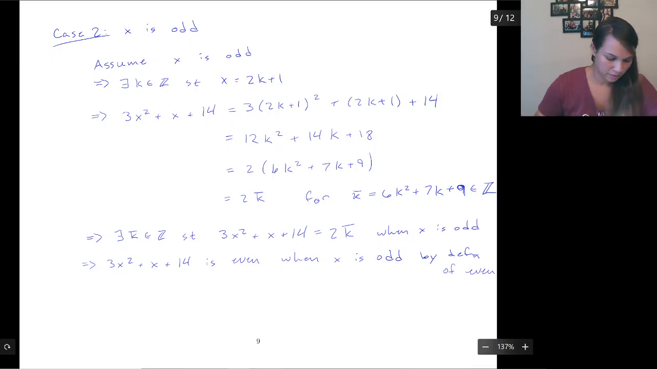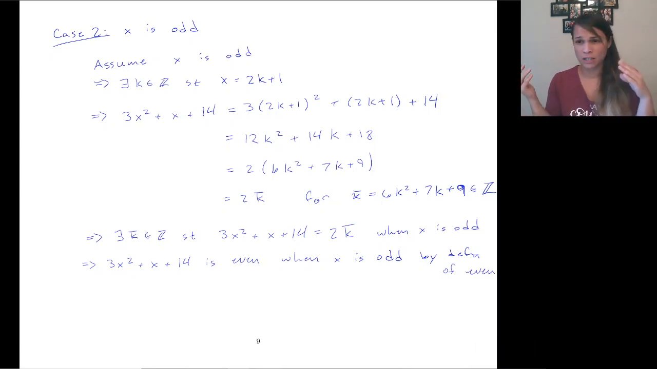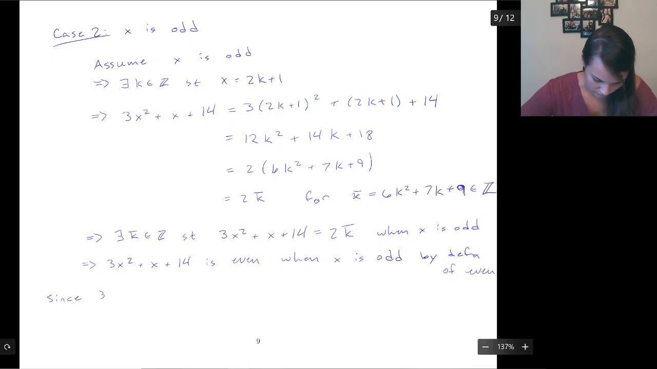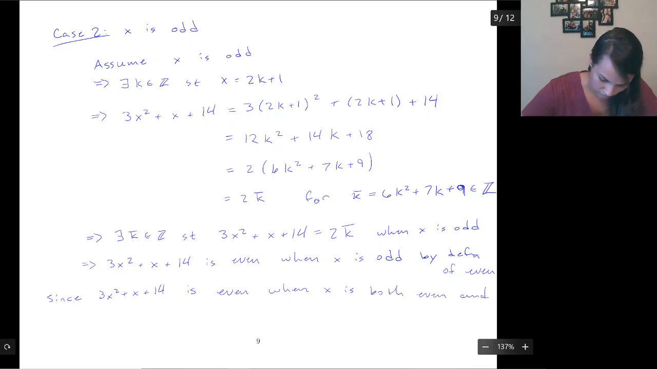And then we bring it all together. So when you're talking about integers, you either have even integers or you have odd integers. Therefore, we've taken care of all the possible integers. So since 3x squared plus x plus 14 is even when x is both even and odd, we know it's even for all the x's that are integers.